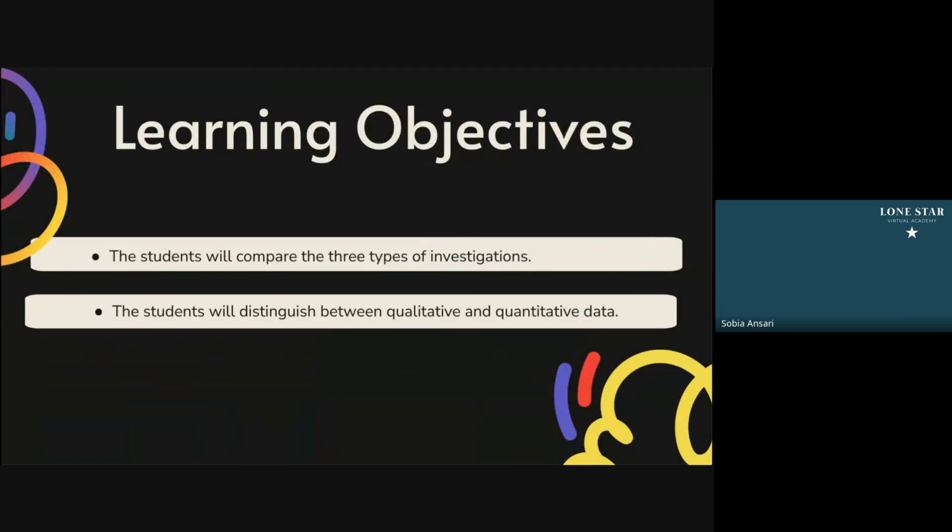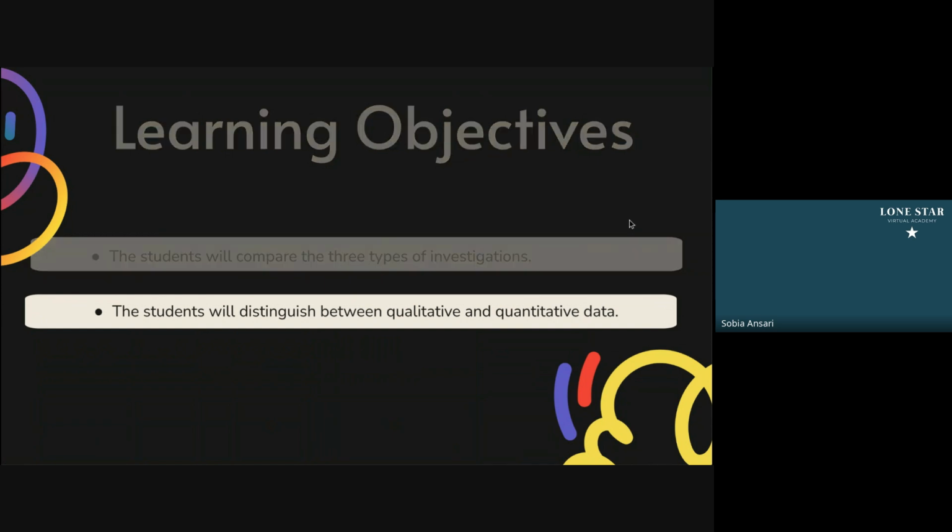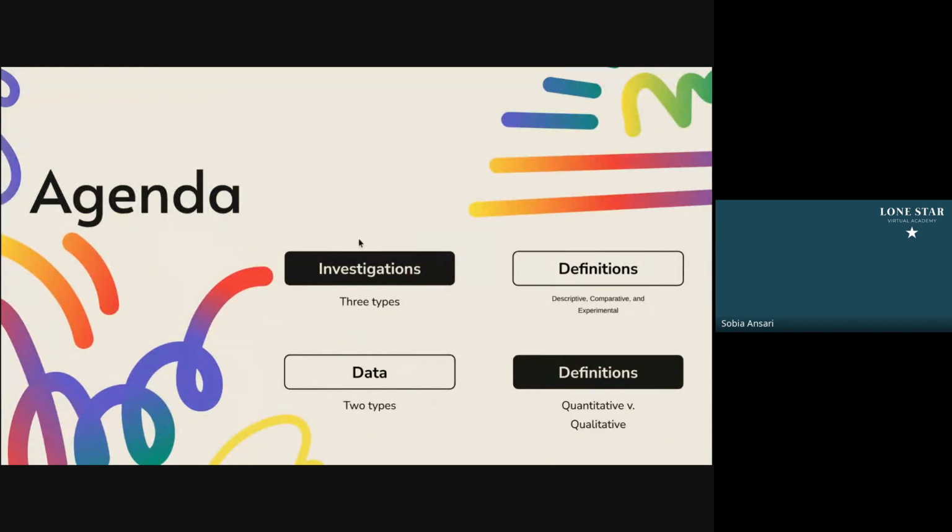So the students will compare the three types of investigations today, and we will also distinguish between qualitative and quantitative data. On our agenda, we have investigations, the three types. We will be defining all three types, which are descriptive, comparative, and experimental. Then we're going to be looking at two different types of data, and we're going to be defining those two different types, which are qualitative and quantitative data.